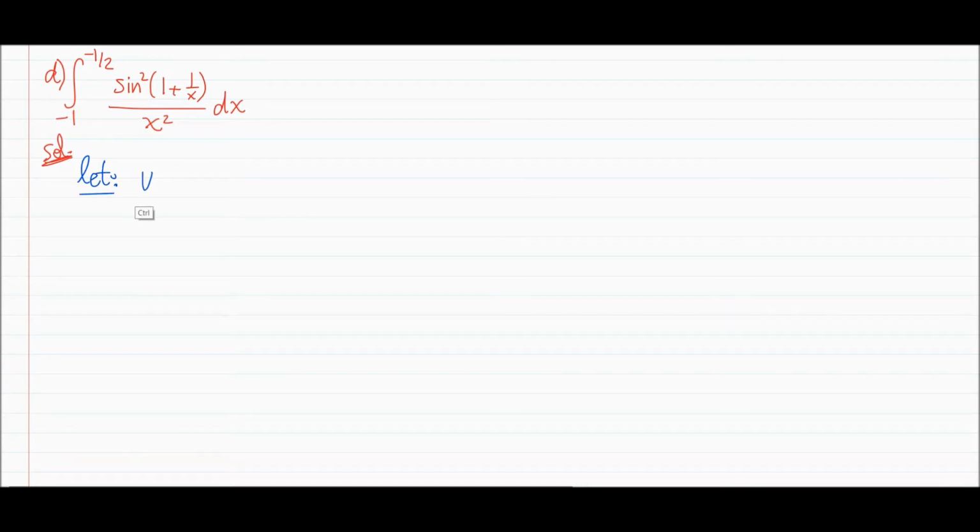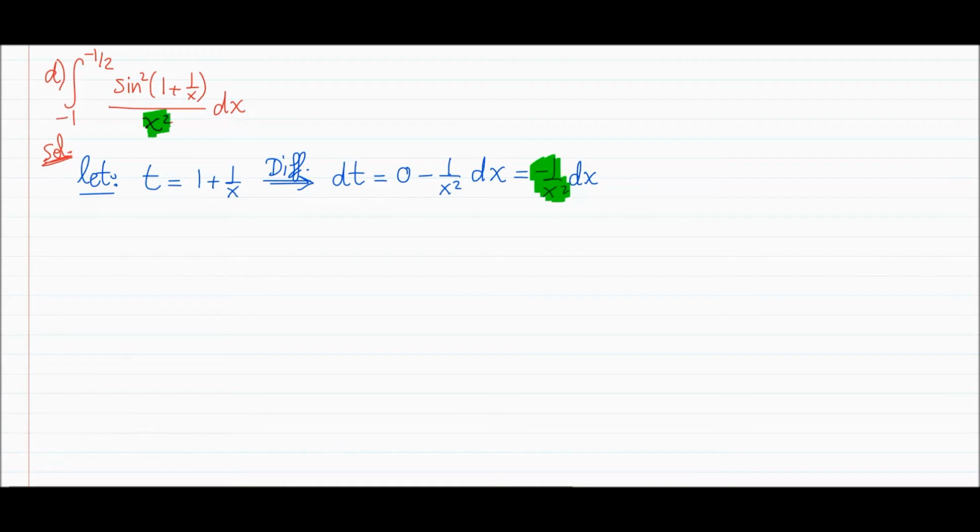u or t, for example, t equals 1 plus 1 over x, and now you have to make the differentiation for both sides. So the derivative of t, which is dt, and the derivative of 1, which will be 0, plus the derivative of 1 over x, which will be -1 over x squared, multiplied by dx. So it will be equal -1 over x squared dx. And as a check for your solution, you have to check that this term already exists in your problem here. So since this problem is a definite integral, you have to find new limits like before.